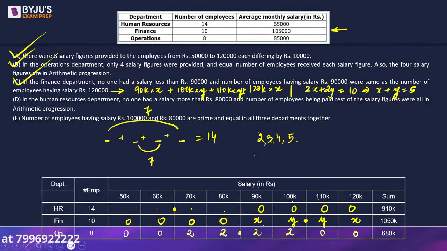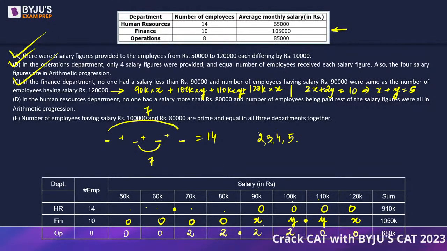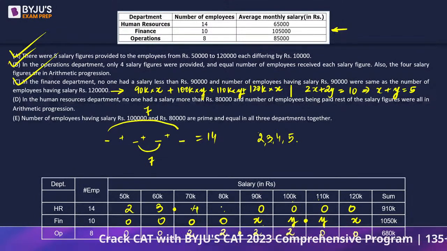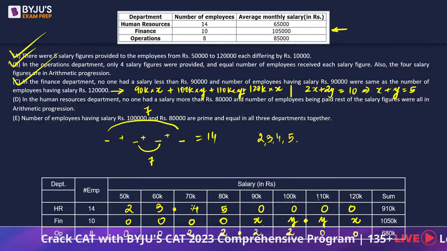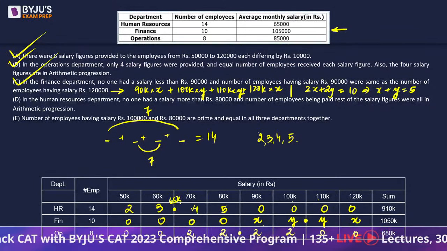Haan. So the only possibility is 2, 3, 4, 5, right? So 2, 3, 4, 5 ही केवल possibility है. Now, which one is 2, which one is 3, which one is 4, which one is 5? Suppose if I write 2, 3, 4, 5 here, so what we will see is average is 65,000.